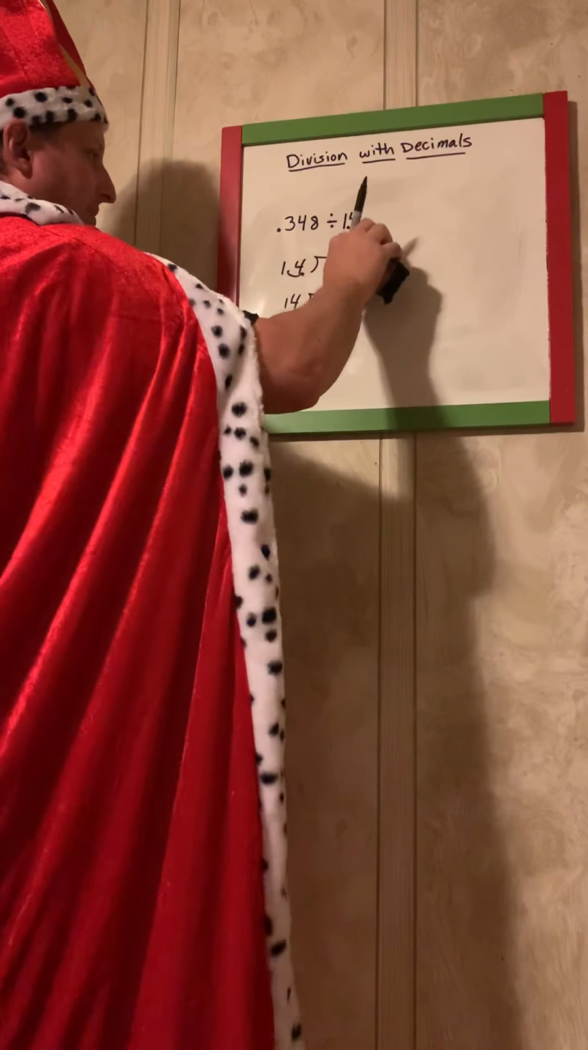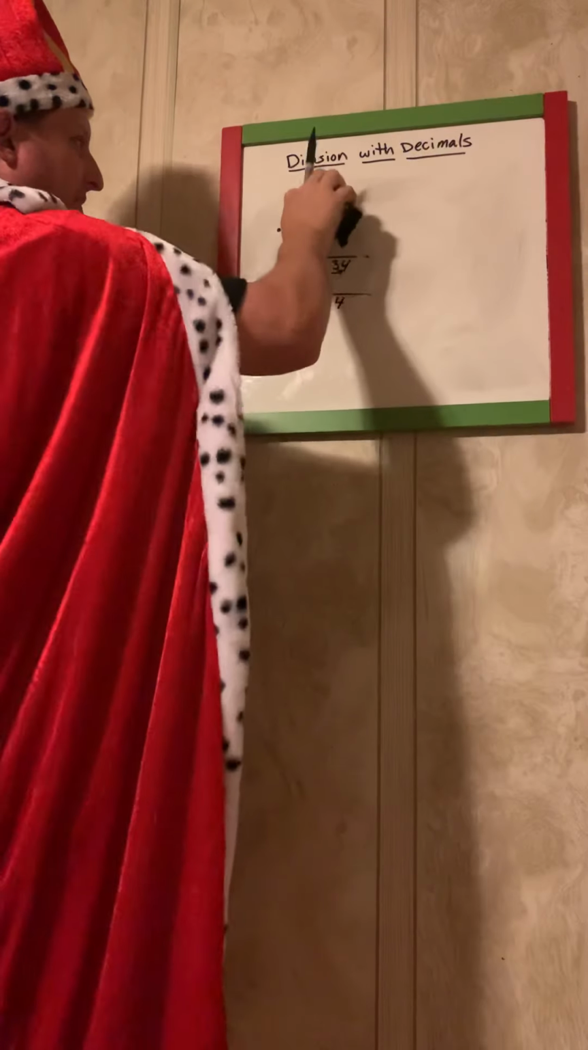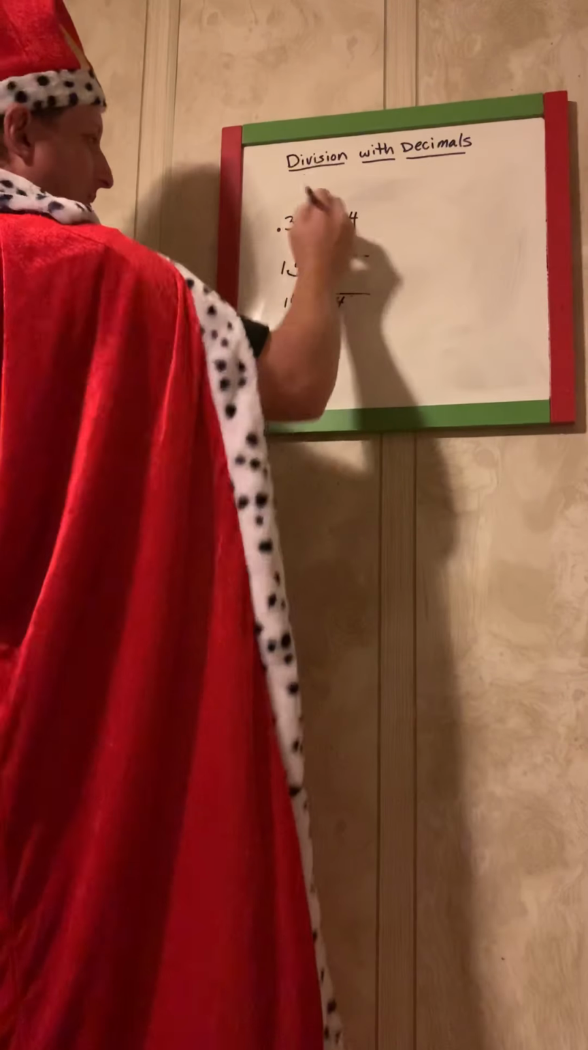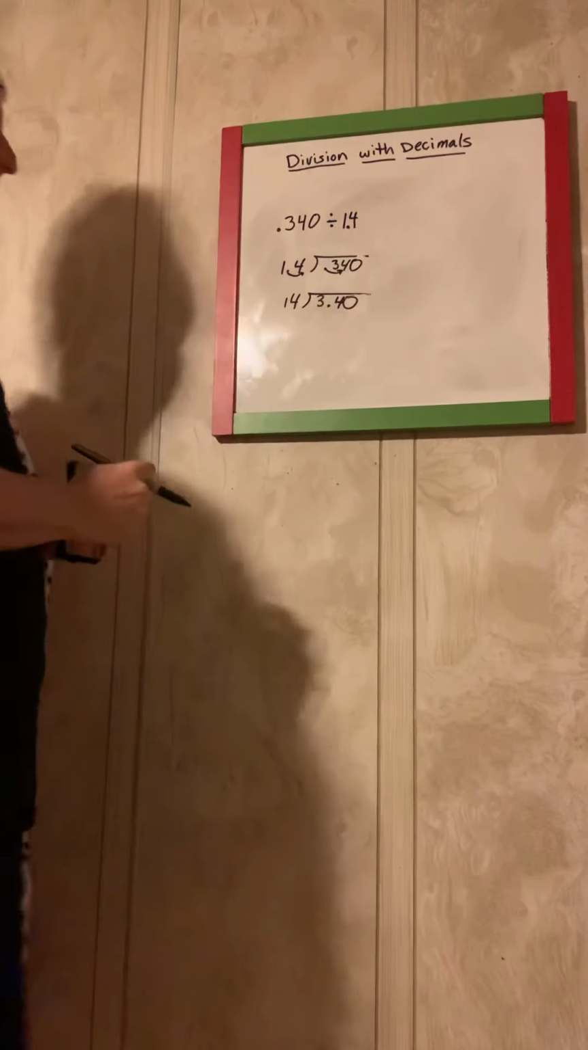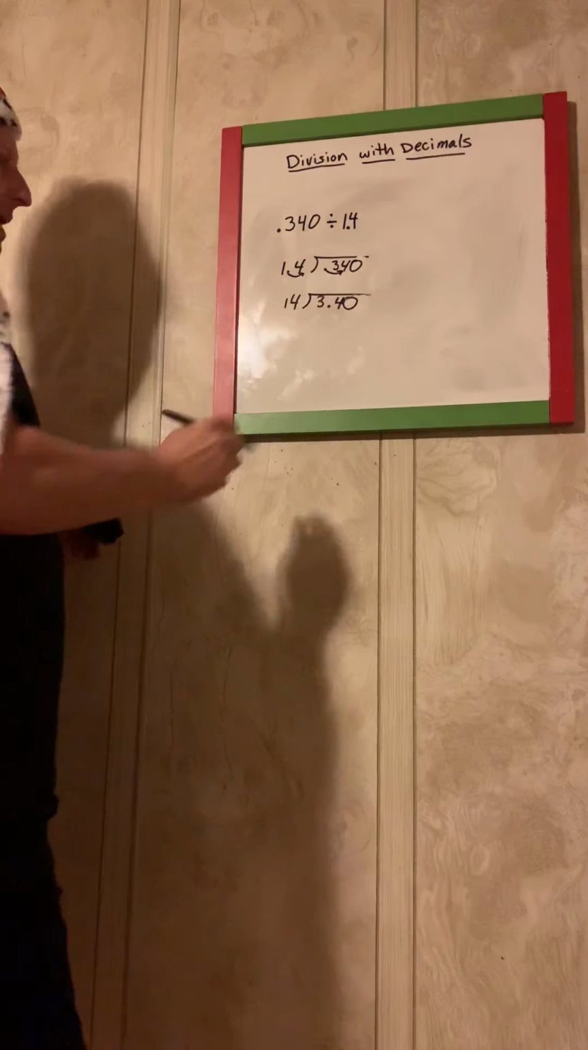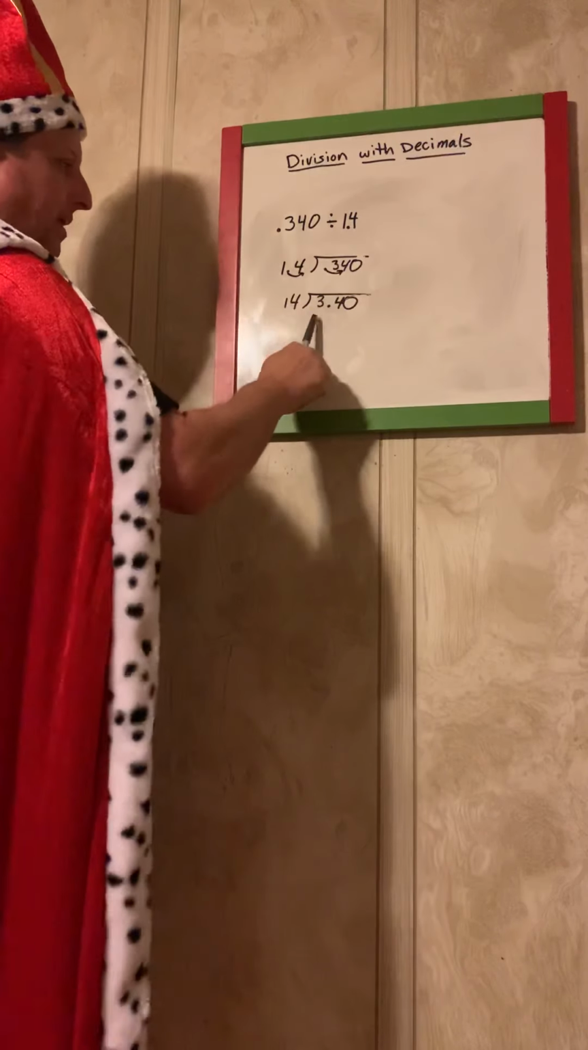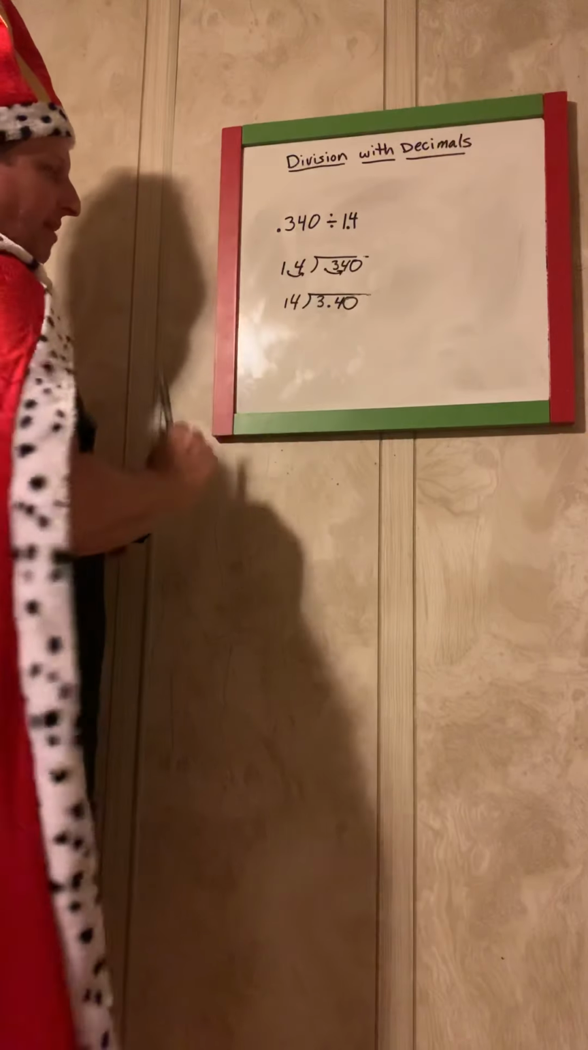You know what? I'm going to change this for a second here. Forgive me. I'm changing my problem as we go. I'm going to make it 3.40. Okay? So now I've got 3 and 40 hundredths divided by 14.